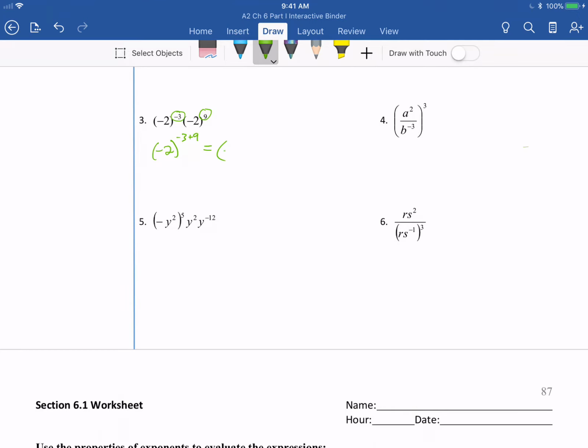I do not have this one in my calculator right now, so I got to plug this in. Give me a second here.